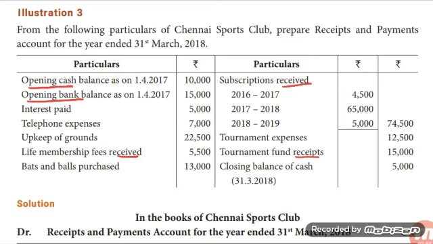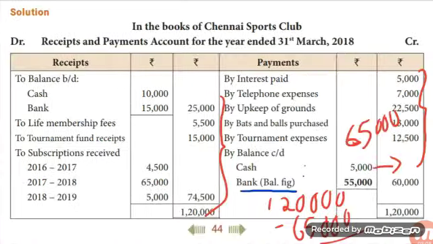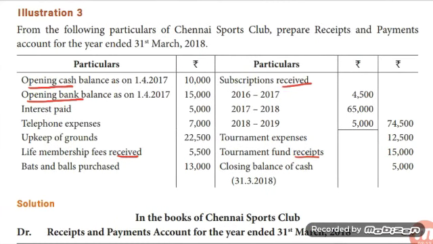2016-2017 amount in inner column, 4,500. Next 17-18, 65,000, again in inner column. 18-19 amount 5,000 in inner column. Then find the total amount and write the sum in outer column, 74,500. Okay children, see the question. Next, tournament fund received 15,000.